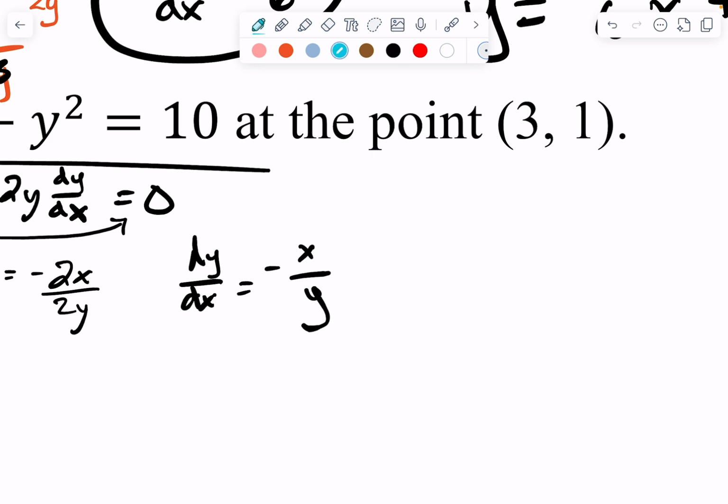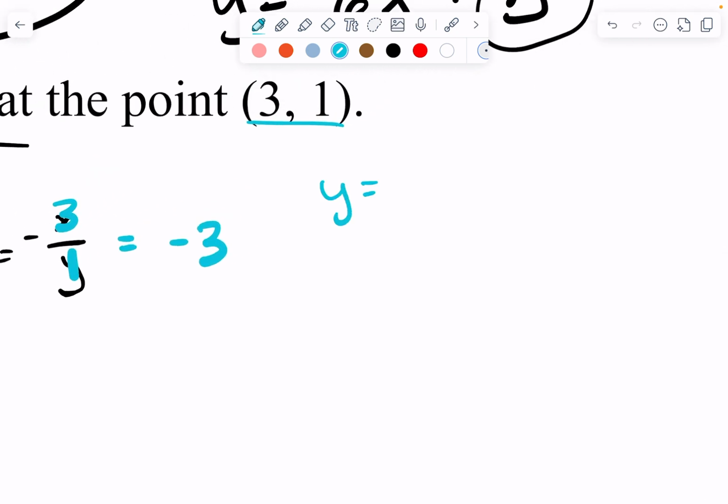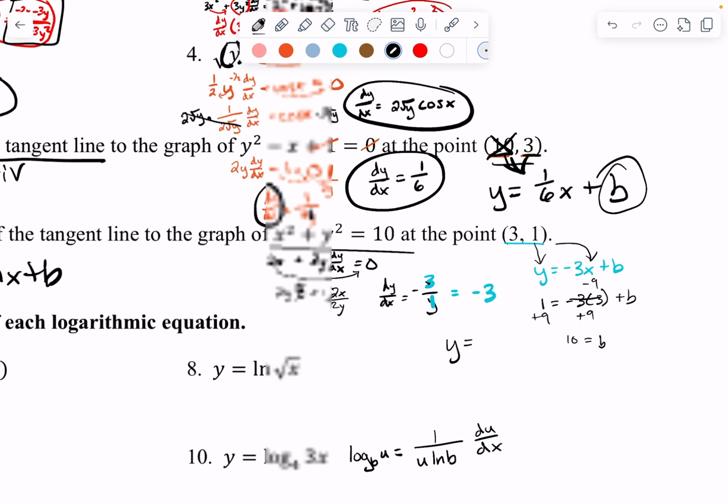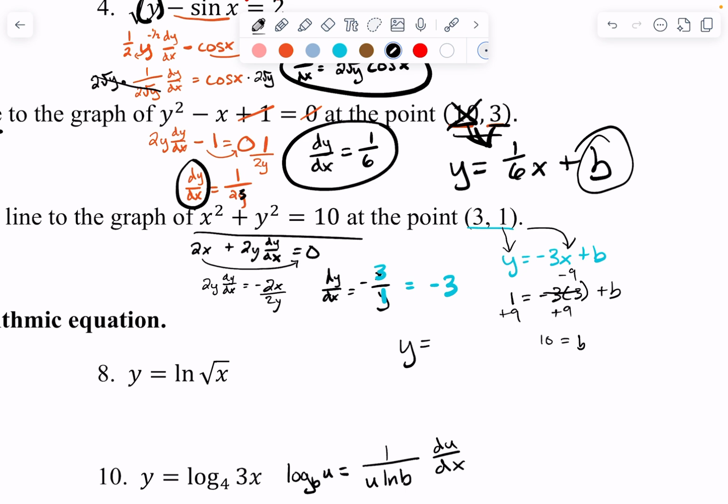But that's not a specific derivative. I need to plug my point in. So I'm going to plug in 3 in the top, 1 in the bottom. Hey, that's a nice slope of negative 3. Perfect. So now I am at the point where I have y equals negative 3x plus b. And I need to solve for b. So I'm going to plug 3 in for x and 1 in for y. This is negative 9, so I'm going to add the 9. And b is 10. And I'm not going to circle that. Final answer for the equation of the tangent line is y equals negative 3x plus 10.